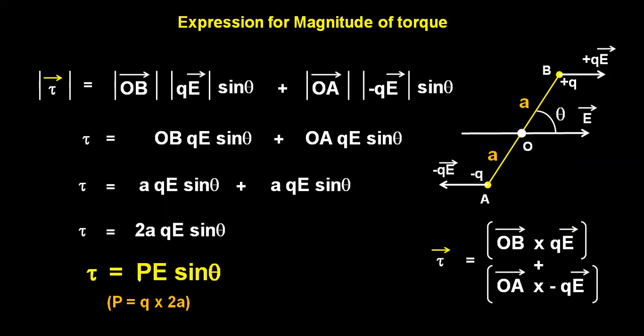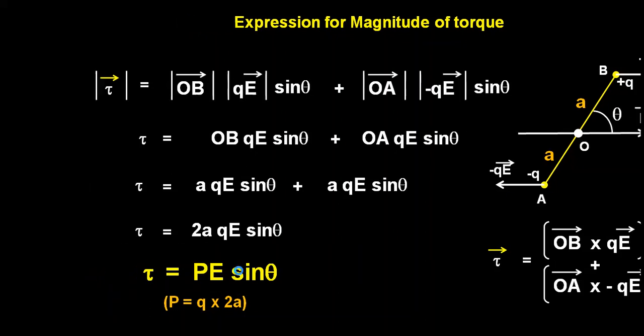So tau is equal to P, so 2AQ is replaced by PE sin theta. So within the brackets, you have to write the reason. Since P is equal to Q into 2A. So this is the magnitude of torque acting on the dipole, which is placed in the uniform electric field. Now I have to put this in vector form. Okay, so அடுத்த ஸ்லைட்ல இது எப்படி வெக்டார் ஃபார்முலா போடுறது?